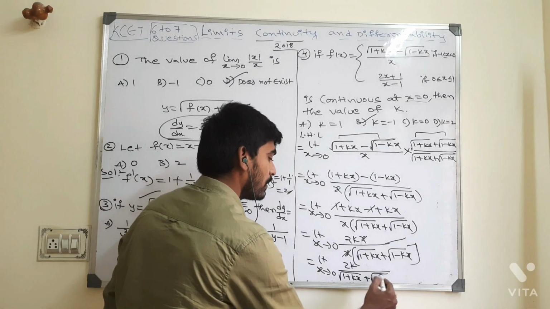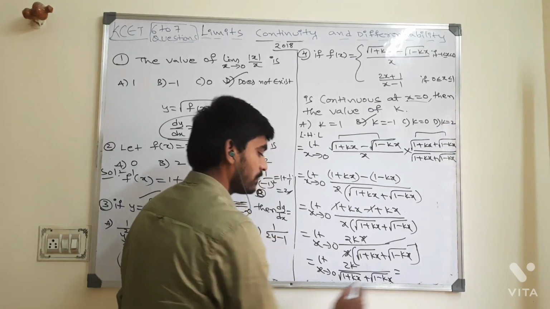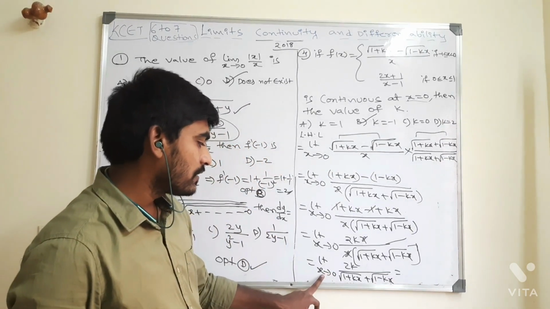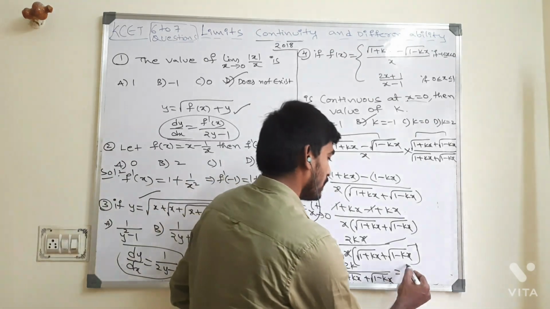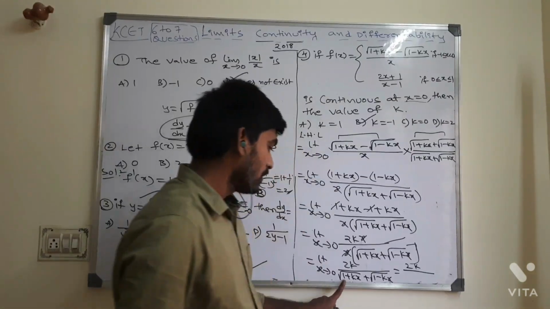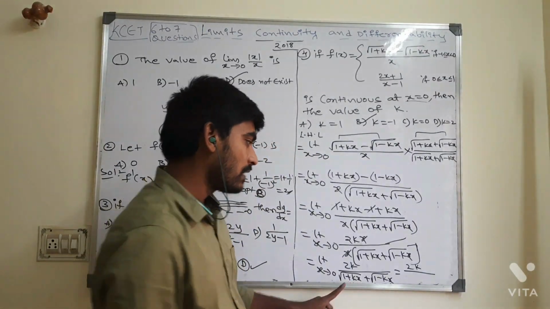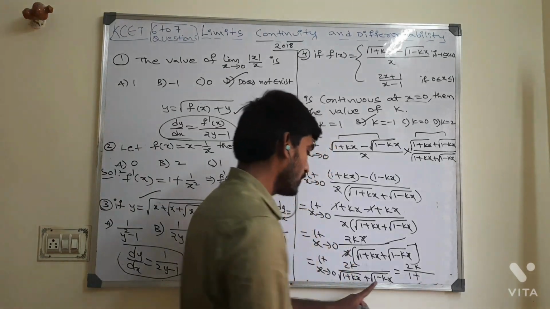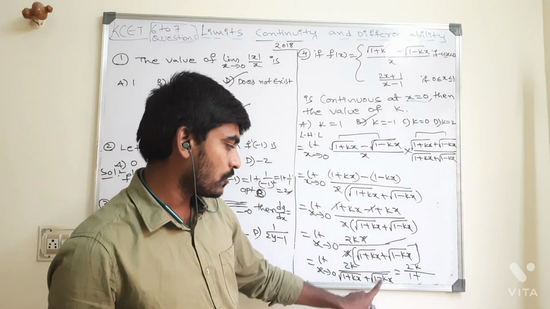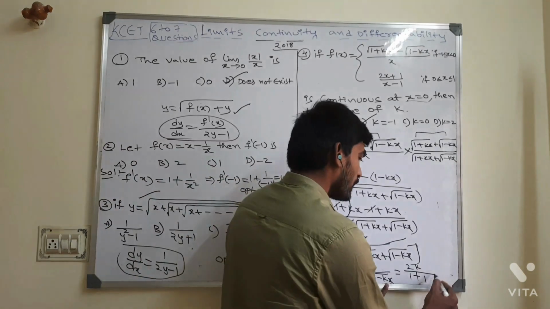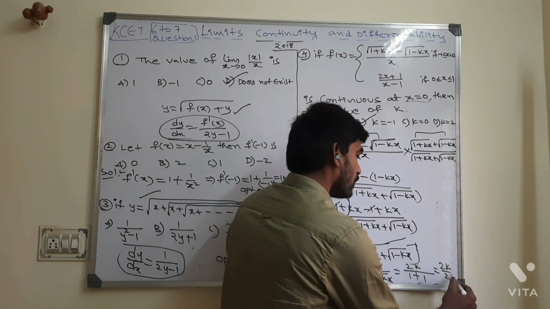You please apply the limit. So in place of x I would like to replace 0. 2k divided by 1 plus 0, 1. Root 1 is 1 only, no? 1 minus k into x plus 0, no? k into 0, 0. 1 minus 0 is 1. 2k by 2, 2 gets cancelled, just k. Just k I got.